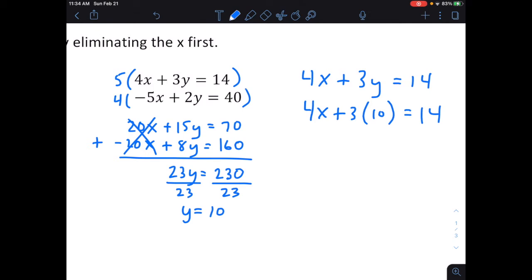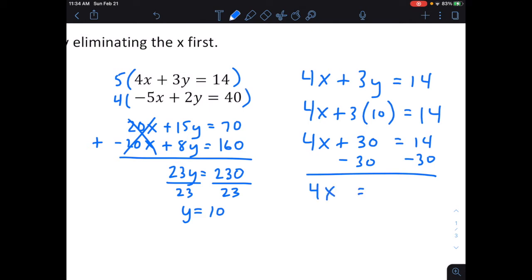So 3 times 10 is 30. Bring down everything else. Subtract that 30. So 4x equals negative 16. And then we just divide by 4. A negative divided by a positive is negative, so we have negative 4.